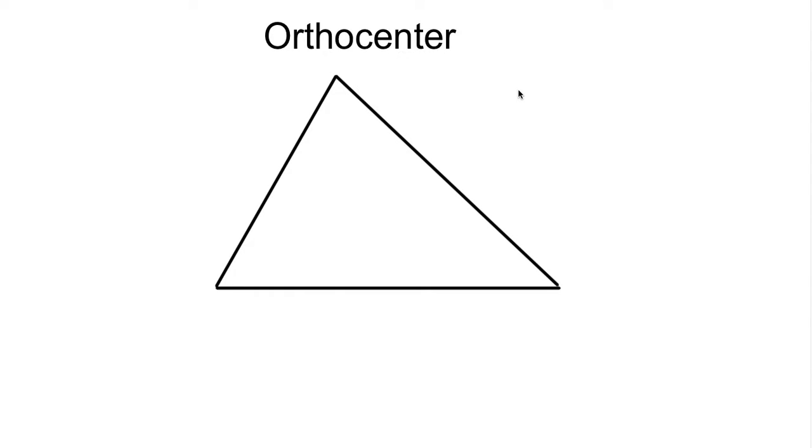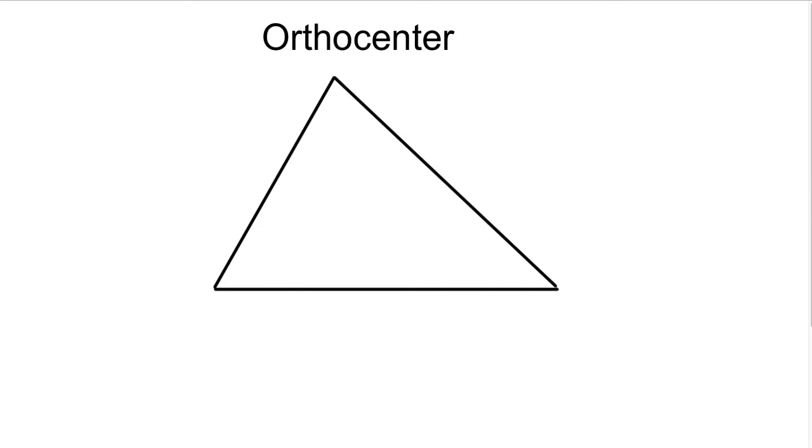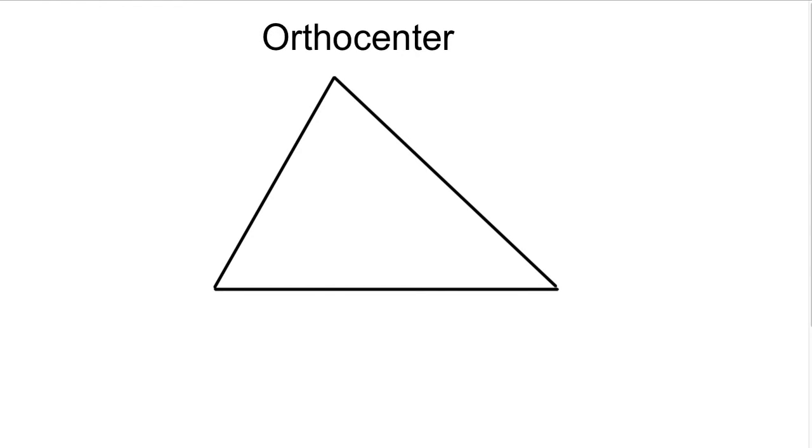Okay, so in this video we're going to find two components of a triangle. We are going to find the orthocenter and the centroid. So the orthocenter is the point inside of a triangle where all of the altitudes meet.